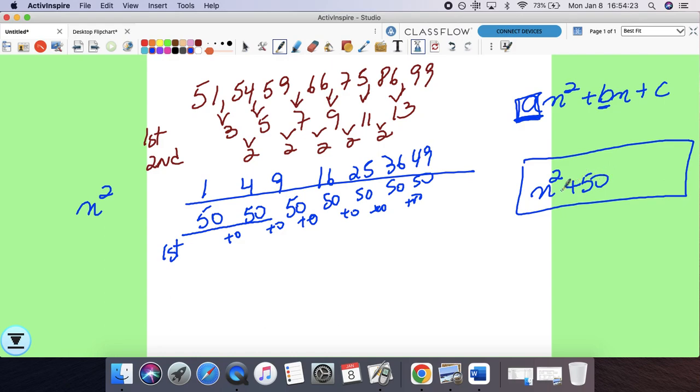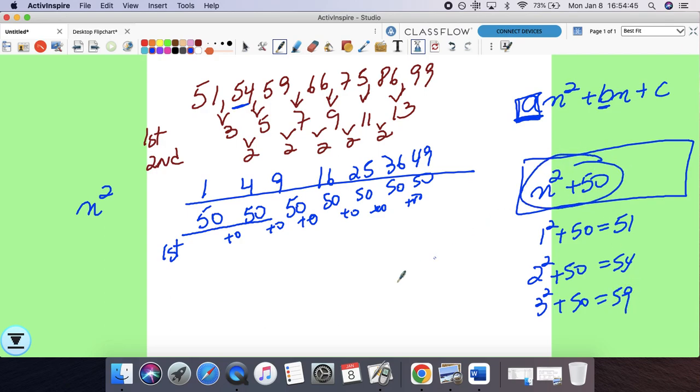And let's see if that makes sense. Let's plug in 1 here. If I plug in 1, I get 1 squared plus 50, and 1 squared plus 50 is just 51. What if I plug in 2? I get 2 squared plus 50. 2 squared is 4, plus 50 is 54. And look, that's my second term. Third term, 3 squared is 9, plus 50 is 59. So there's our expression.